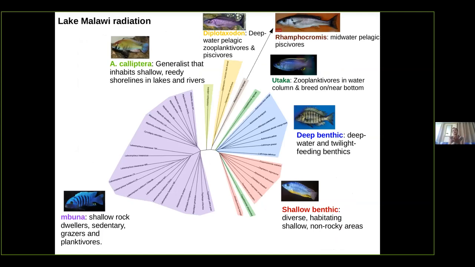And so, like I said, you can characterize the radiation into seven major clades, and here I'm just showing them. Now, for instance, you have the Rhamphochromis, which are some midwater pelagic piscivores. And here you have this big group of the Mbuna, which are these more sedentary rock-dwelling fish that stay close to the shores. The generalist clade of Astatotilapia calliptera that you'll hear about more, etc.